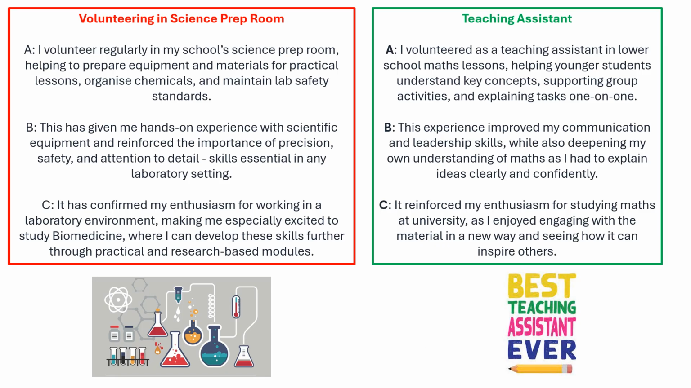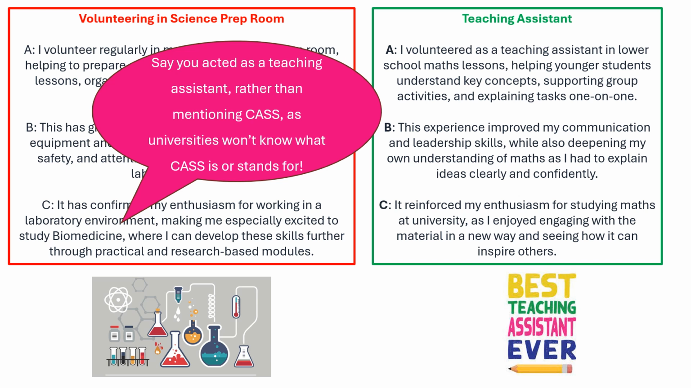You could look at what you do for enrichment. So on this slide, you've got a couple of examples of what you could write about if you work in the science prep room, for instance, or if you are a teaching assistant. It's worth noting, don't talk about CAS in your personal statement because universities won't know what CAS is or stands for. So it's better to say that you acted as a teaching assistant. Don't forget you'll have a copy of this PowerPoint so you can have a look at those examples there.